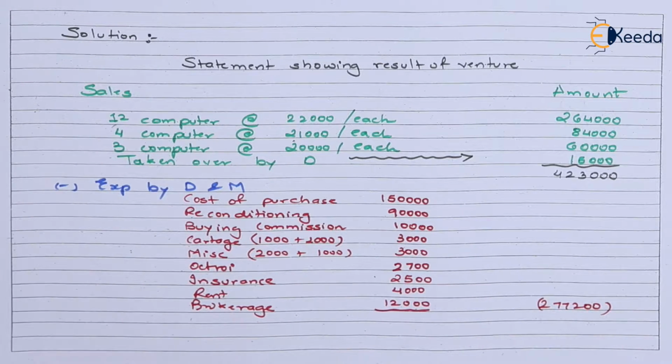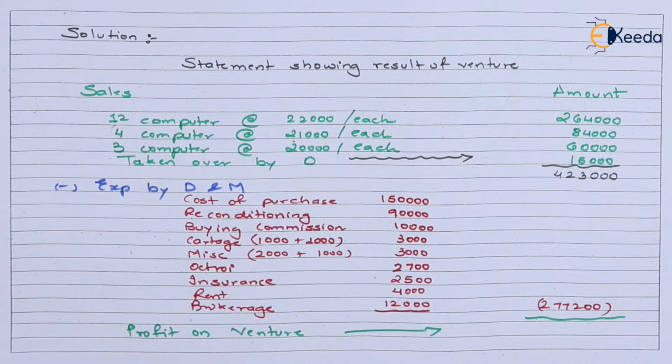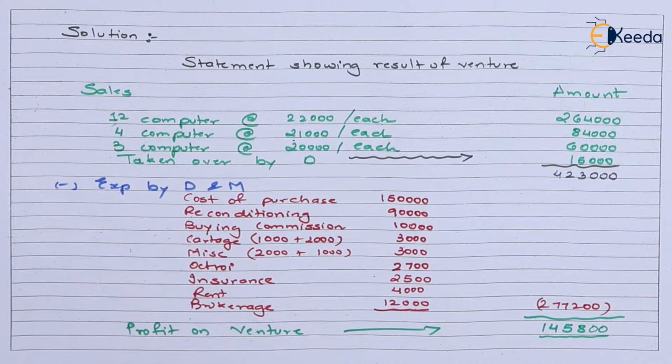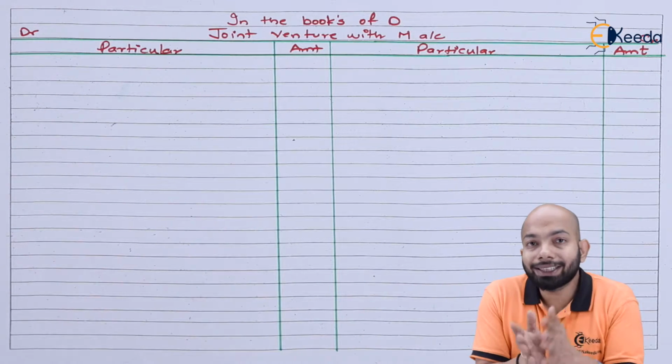So if you can see, the total of expenses has also been derived, that is 2,77,200, which is less than the sales amount. That means there is a profit here. So let's figure out how much the profit is. The profit on the venture is 1,45,800. That has been figured out. Let's go ahead and prepare the joint venture account with the co-venturer format. So we have prepared the format for joint venture account with M.